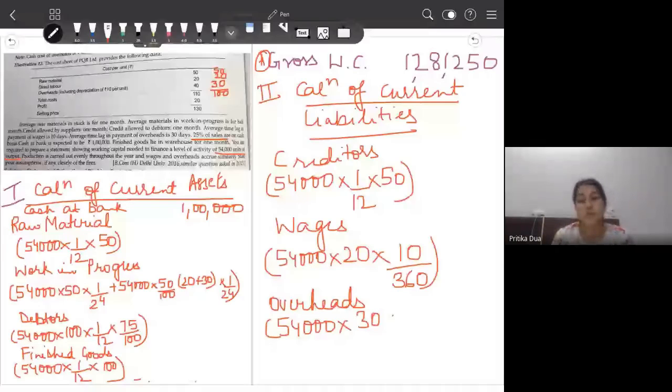Okay, so you can give a footnote that we are assuming 360 days in a year. If you want, you can assume 365 also. But since overheads were given a time lag of 30 days, it is roughly assumed that 30 days are taken on average per month and we are taking 360 days. So if you want, you can take 365 also. Accordingly, the adjustment can be made. But do mention in the footnotes how many days you are taking in a year.